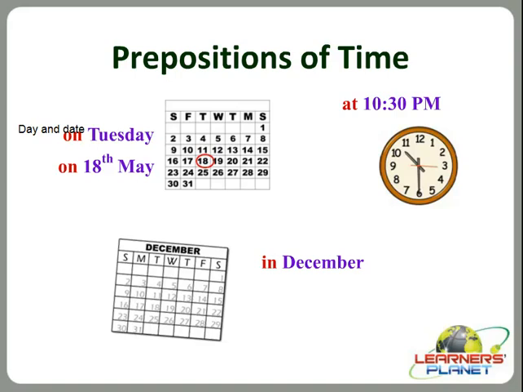Day and date. Another preposition of time is at. At shows the exact time, at 10:30 p.m. or 10:30 in the evening. The next preposition of time is in December. I will write this for you, students. At shows time, in shows months. Now, let me revise this with you. Prepositions of time are on, in and at. On shows day and date, at shows time, in shows month.